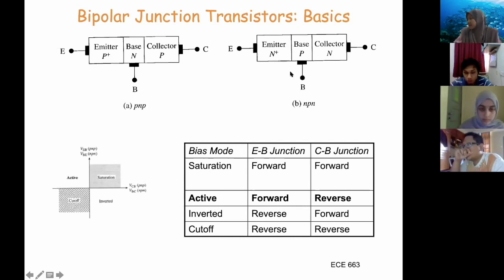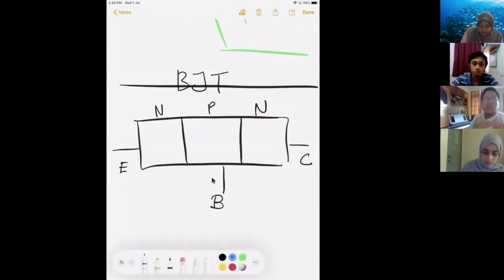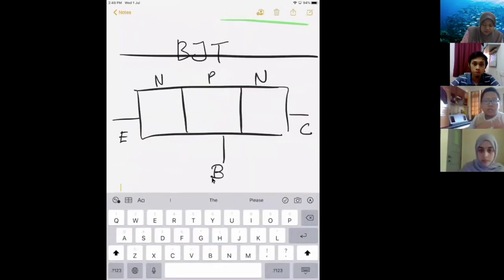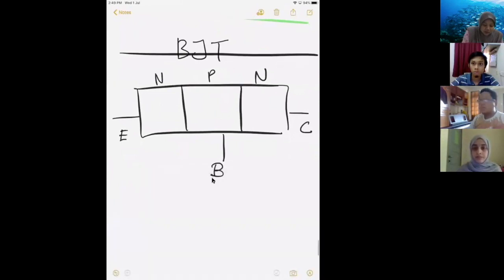Basically, you have three terminals: the emitter, the base, and the collector. And actually, it's just two PN junctions. So it's very simple. That's why after the PN junction, we are learning the BJT, because it's very similar. So here is P and N, like that. Here is P, here is N. Basically, it's just diodes back to back, right?